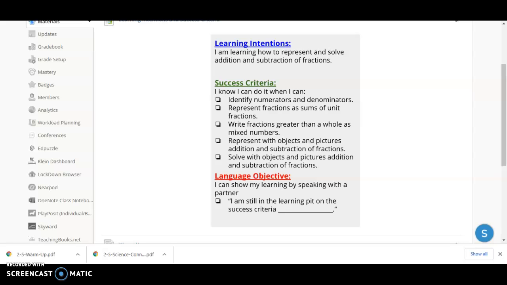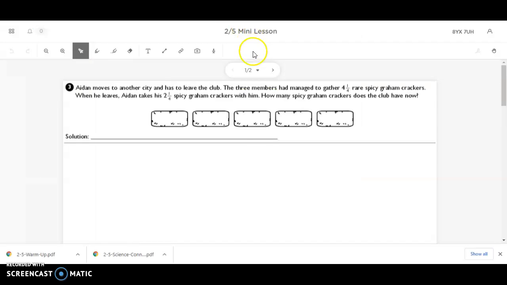Hello, ladies and gentlemen. We are learning how to represent and solve addition and subtraction of fractions. Now remember, in class we have been doing this by first representing the addition or subtraction of fractions with objects and pictures, and then using those pictures to solve. So let's get into today's mini lesson where we can practice.